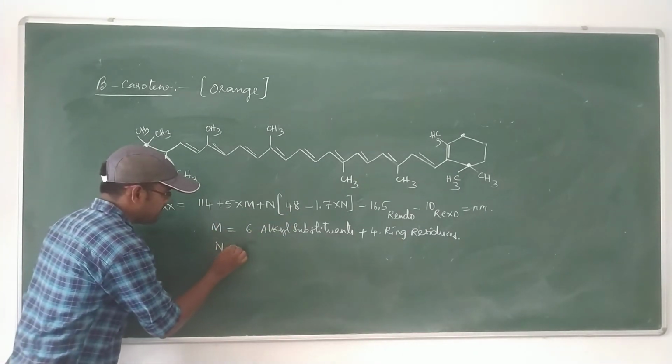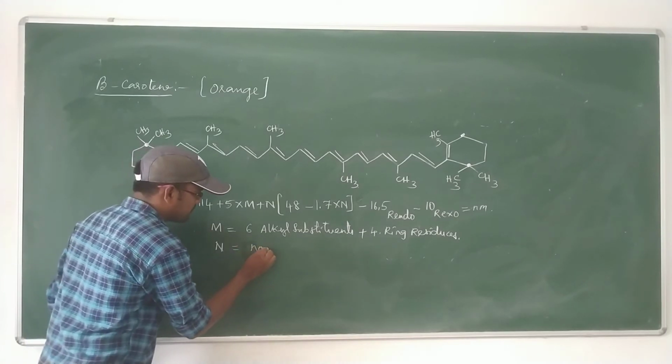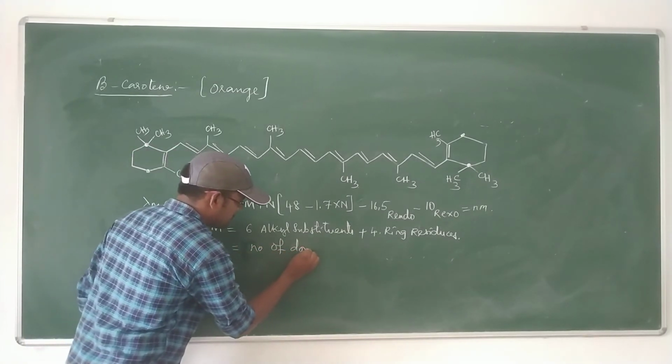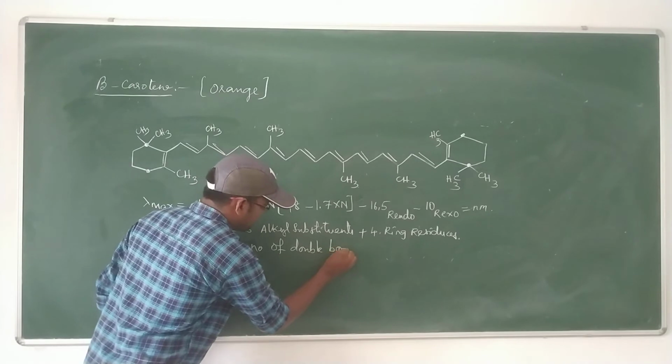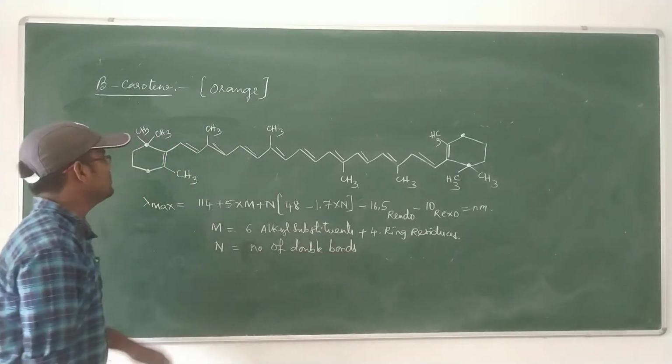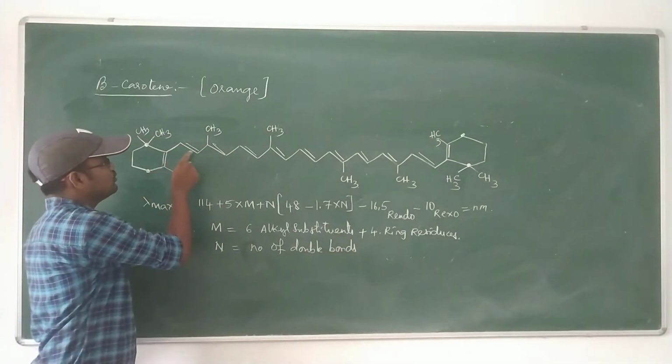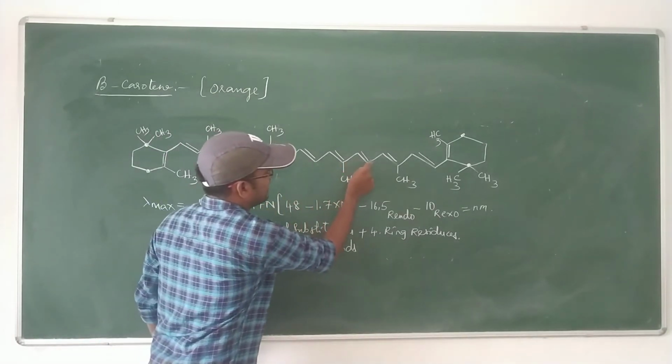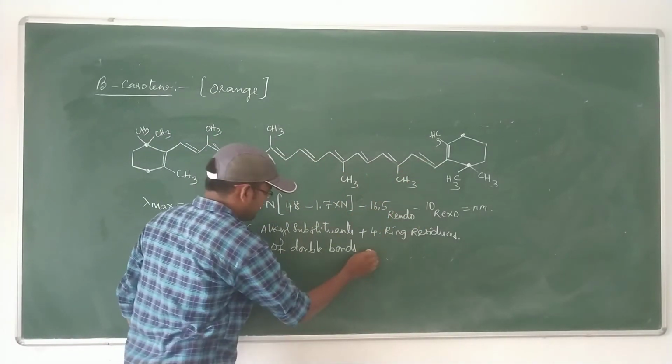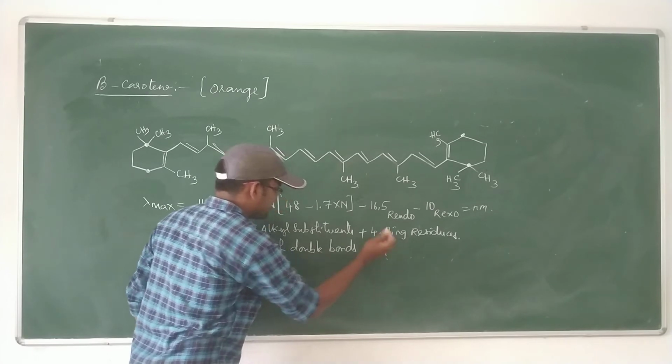n is equal to the number of double bonds in conjugation. So double bonds: 1, 2, 3, 4, 5, 6, 7, 8, 9, 10, 11. So the number of double bonds in conjugation is equal to 11.